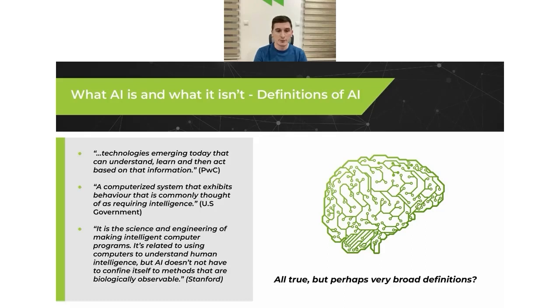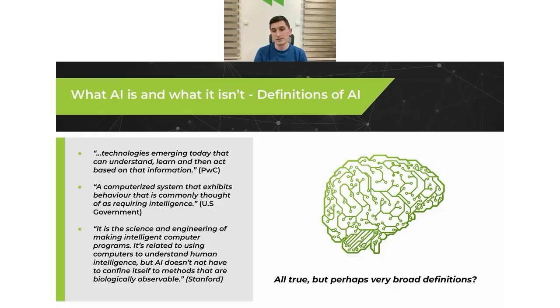On the other hand, if we go and ask people from Stanford, they will probably give us something a little bit different, and they will mention science, engineering, intelligent computer programs, and how these programs can pretty much understand human technologies, which is quite different, I would say. At the very end, let's go to the US government. They say it's a computerized system that exhibits behavior which is commonly thought of as requiring intelligence. These definitions are, we can absolutely say, all true and correct, also very broad, and also, I believe, very promising.